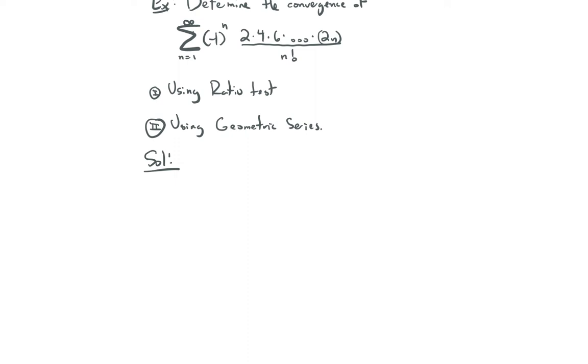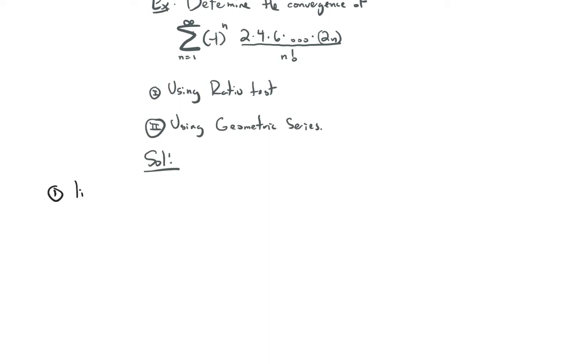So let's determine the convergence of this, and let's do it two different ways just for practice. So let's do it using the ratio test first, and then let's show another way of showing the convergence of it, or the divergence of it, using geometric series. So let's do the first one first.